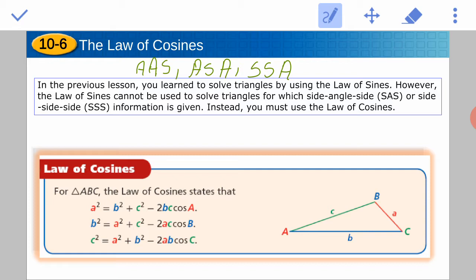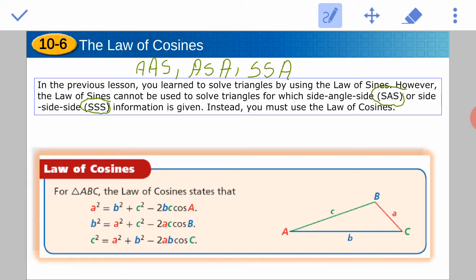Guys, it is not possible to use the law of sines to solve a triangle with the information SAS or SSS. And you might ask, why can't I use the law of sines? Guys, once you set the proportion of the law of sines, you will find in every ratio of the three ratios, there is one unknown. We don't have a key ratio. So once you cross multiply, you will figure out that there are two unknowns all the time, and nobody can solve one equation in two unknowns. And this is why we're going to study the law of cosines.